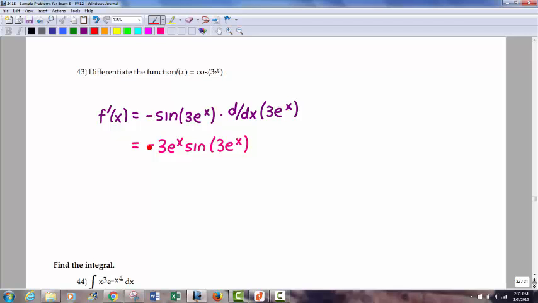So the negative comes from right here, the 3 moves to the front, so you have negative 3e to the x sine of 3e to the x.